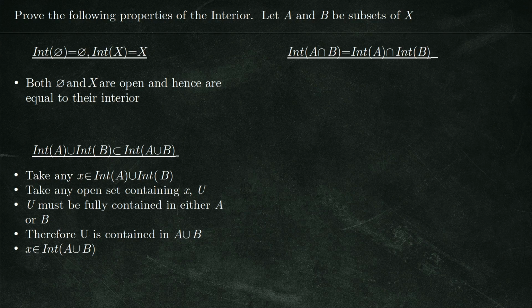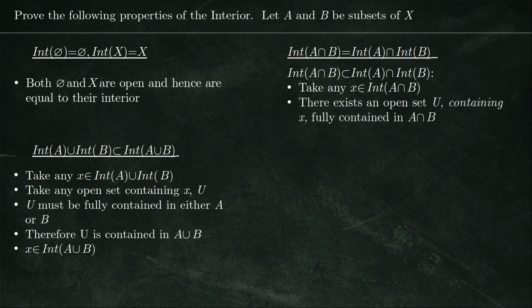Okay, we now want to show that the interior of the intersection is equal to the intersection of the interiors. And because we're showing two sets equal, we're going to show one side as a subset of the other, and then in reverse. So, firstly, let's show that the interior of the intersection is a subset of the intersection of the interiors. So firstly, let's take any X in the interior of the intersections.